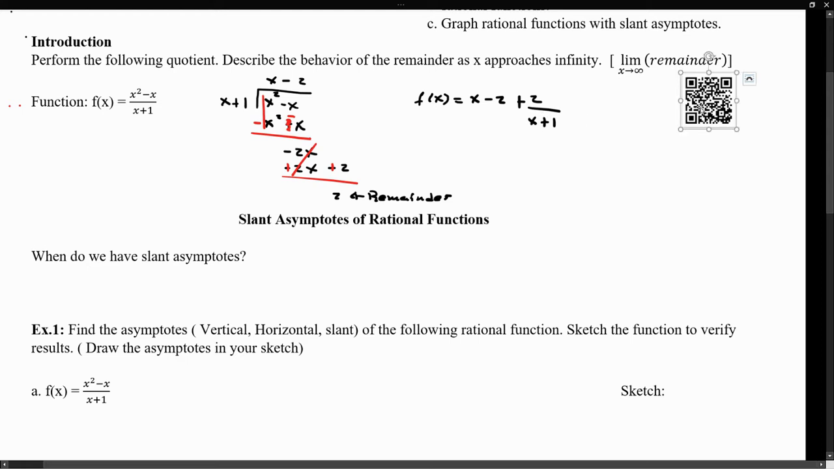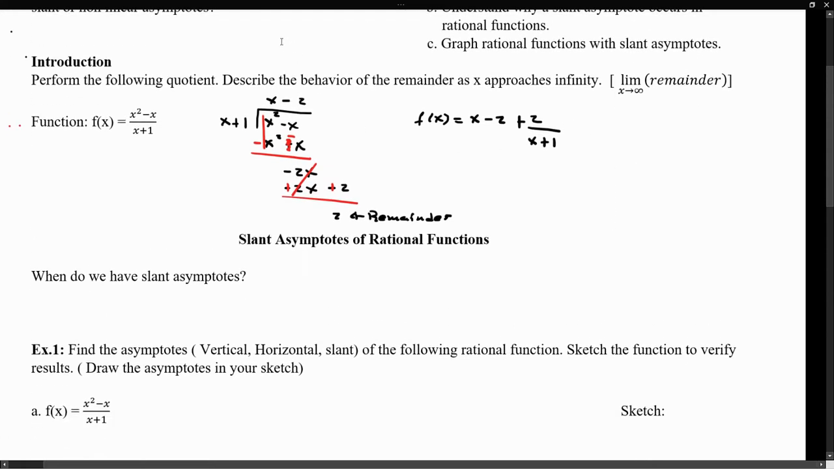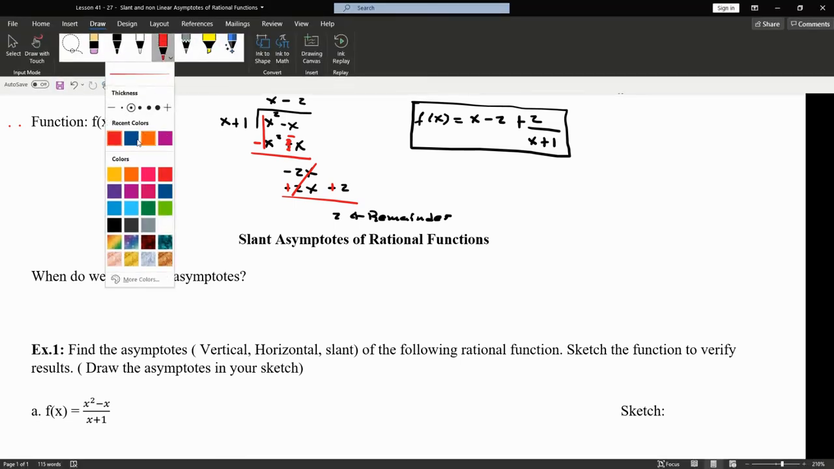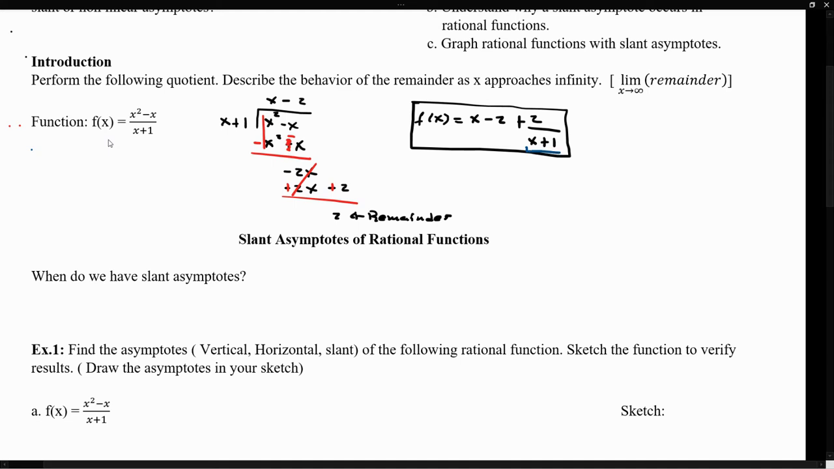Let me just get rid of this. Now, all we have shown is that it is possible for us to write f of x as this expression. But what we want to concentrate on here is what I'm going to call the remainder term, which in this case is 2 divided by x plus 1. And what we want to see is what happens to this remainder term as x goes to positive infinity.